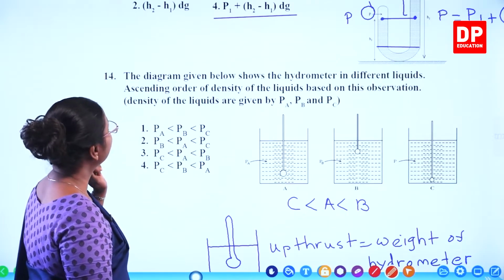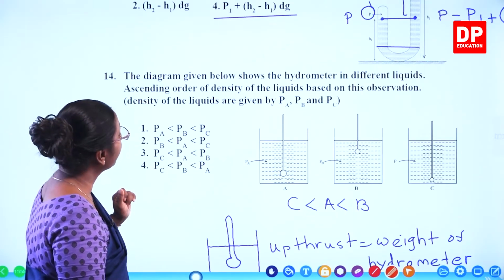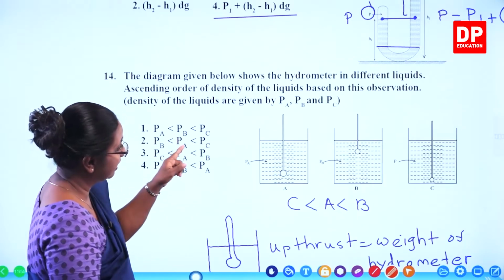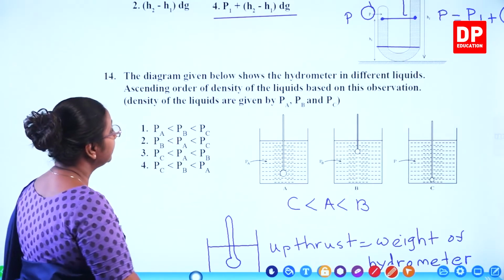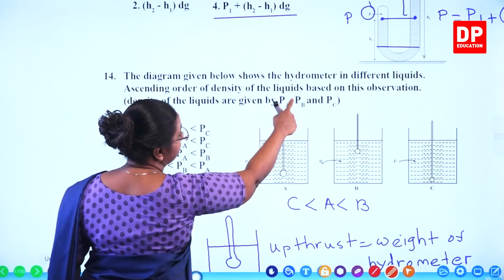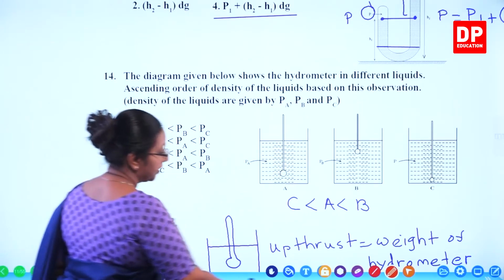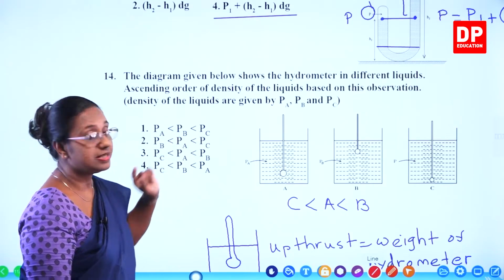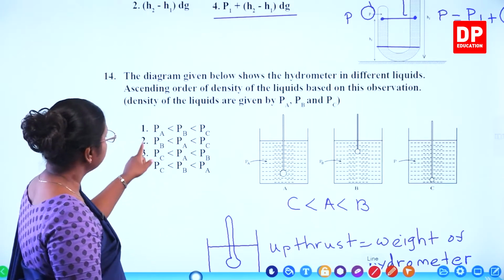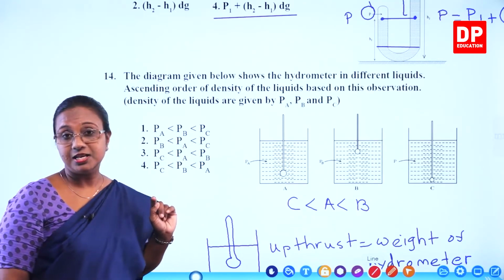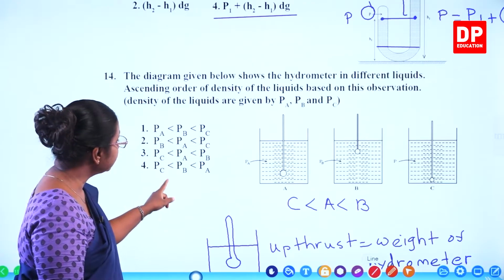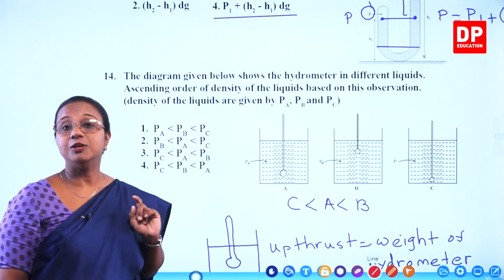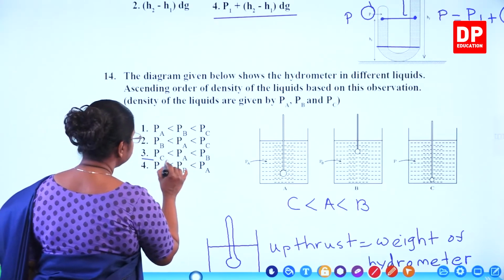So, here of course we need to find the ascending order of density of the liquids based on this observation, and the densities are given by PA, PB and PC. So, if we look at the answers, PA, PB, PC, that is not the correct answer. PB, PA, PC, that is also not correct. PC, PA, PB, that of course is correct.